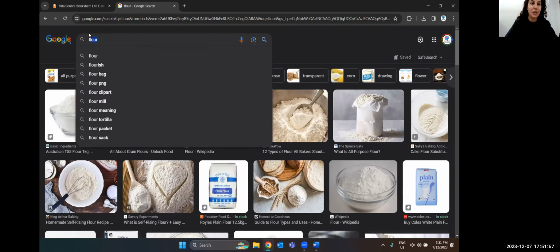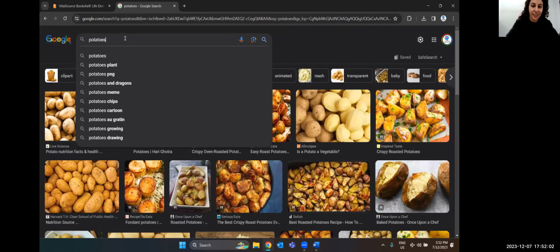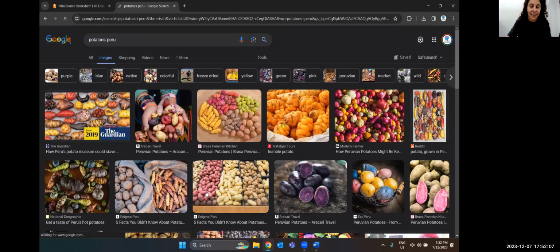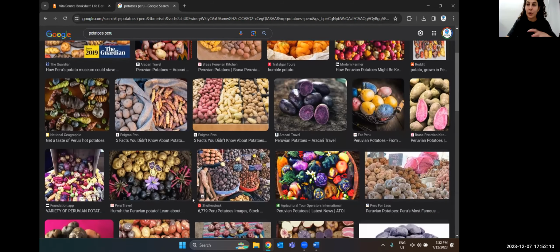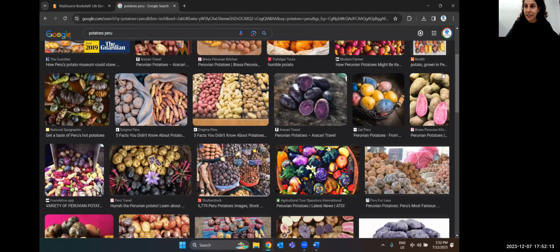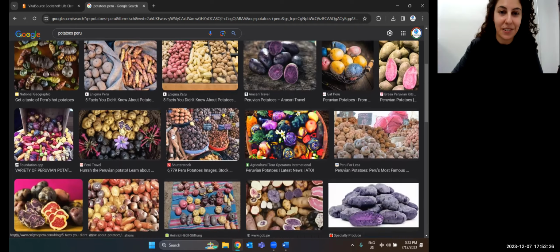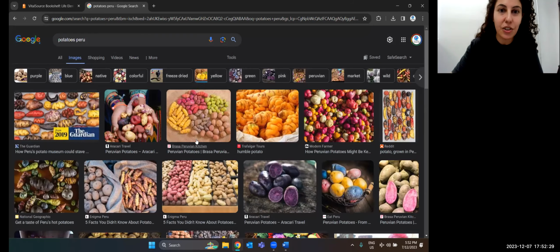Which country has the most potatoes? Peru. Yes, it's very known. I would love to try all the different ones. So Peru, which is in South America, is where all the potatoes come from. It's the country that has the most potatoes in the world. And you can see they have a huge variety. Variety means different types. So potatoes, but different variety.